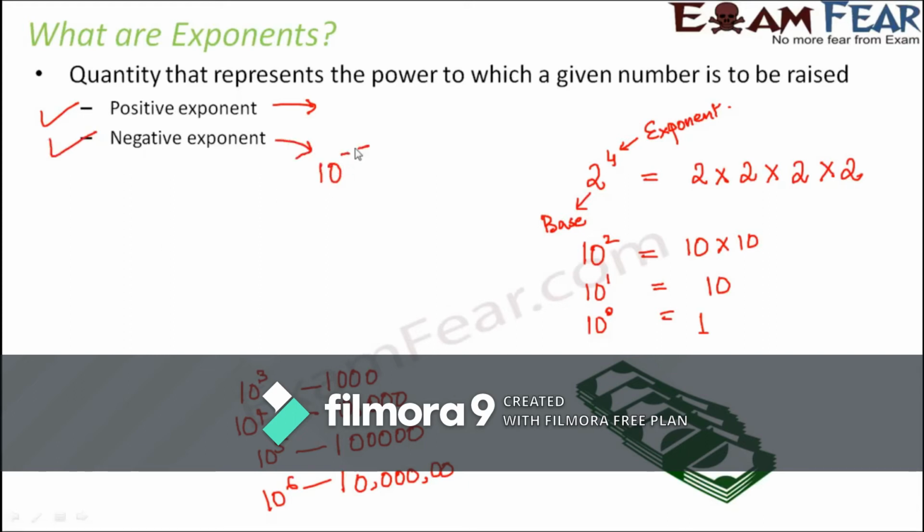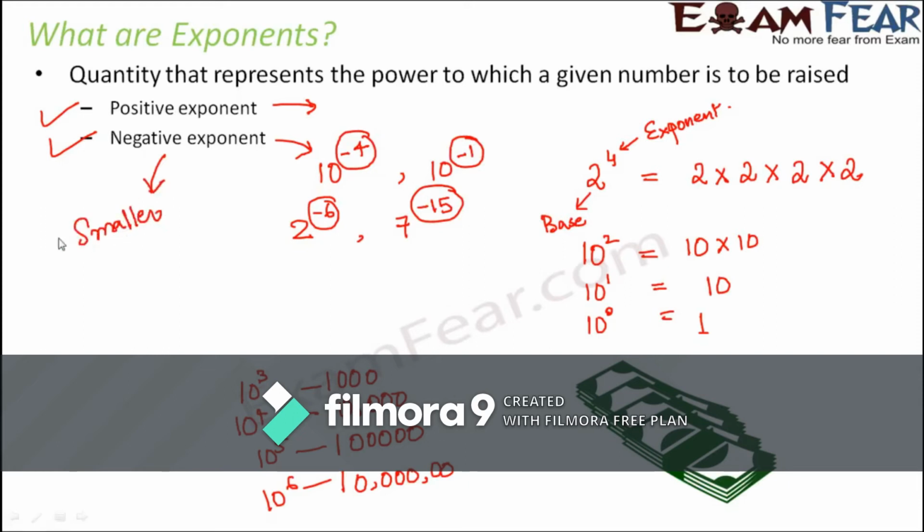Something like this: 10 raised to the power minus 4, 10 to the power minus 1, 2 to the power minus 6, 7 to the power minus 15. You see in all these examples, the exponent is a negative number. So this is called a negative exponent. Negative exponent is useful to represent very small numbers. We have already learned about exponents and powers, especially the positive exponents, in our previous class, in class 7. So this time we will focus more on the negative exponent.